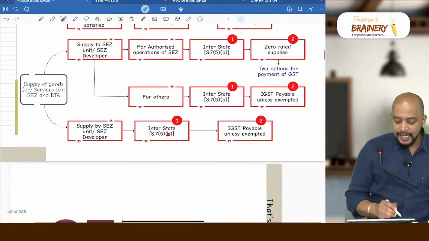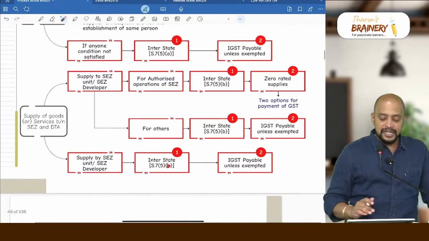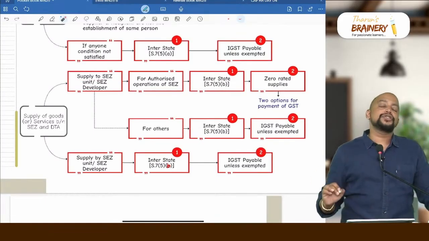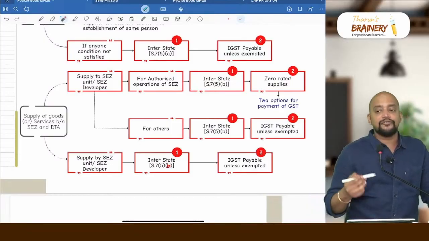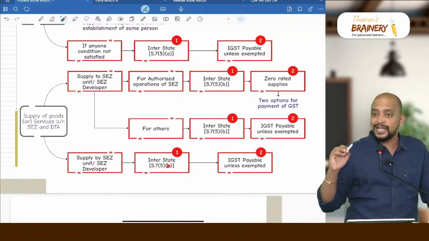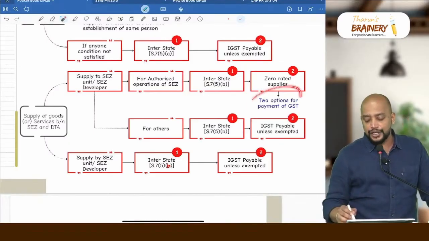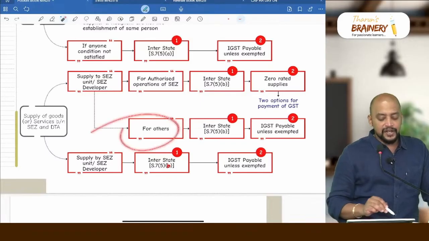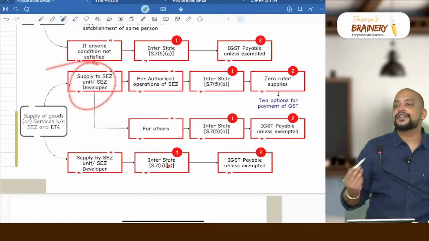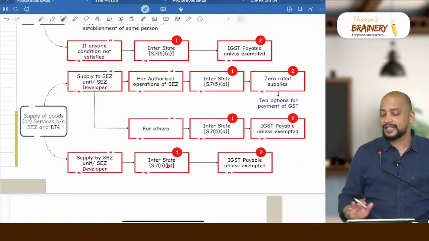Then next, in the same way, supply of goods or services between SEZ and DTA. Suppose it is supplied to an SEZ unit or SEZ developer. Now you need to check whether it is for authorized operations or for other than authorized operations. If it is for authorized operations of SEZ, then it will be interstate and it will also become zero rated, so naturally two options will be available. If it is for others, not for authorized operations, it is interstate. Why interstate? Supply to SEZ is interstate, but it will not become zero rated. We need to pay IGST unless it is exempted.